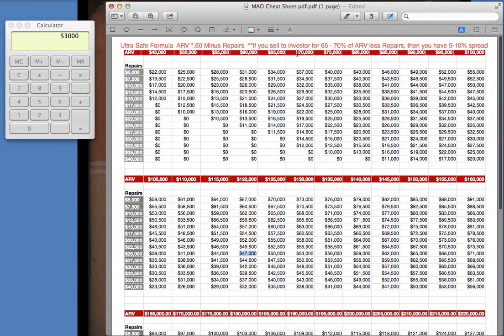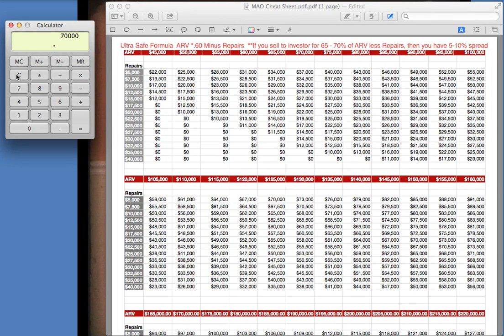Let's do a $70,000 house. Let's say the ARV is $70,000, and it's going to do 60% of that. And let's say the house is a terrible, terrible junker, and it needs $35,000 in work. You can only pay the seller $7,000 for the house? Wow, that's pretty darn low.